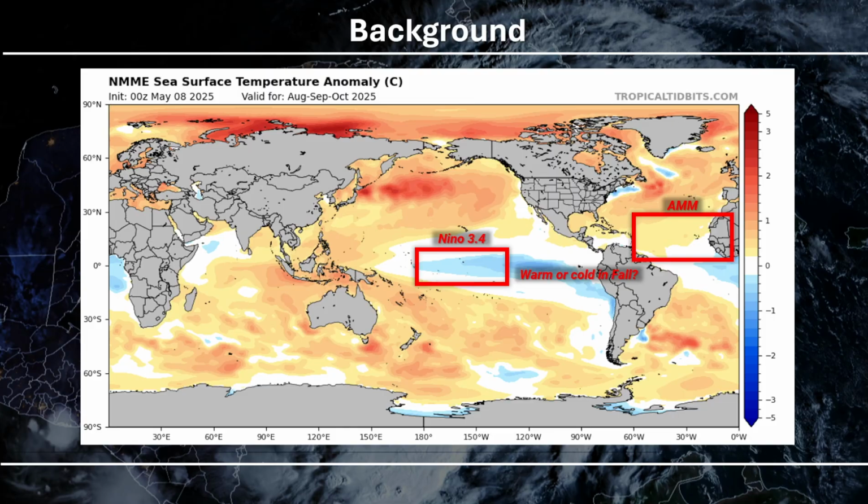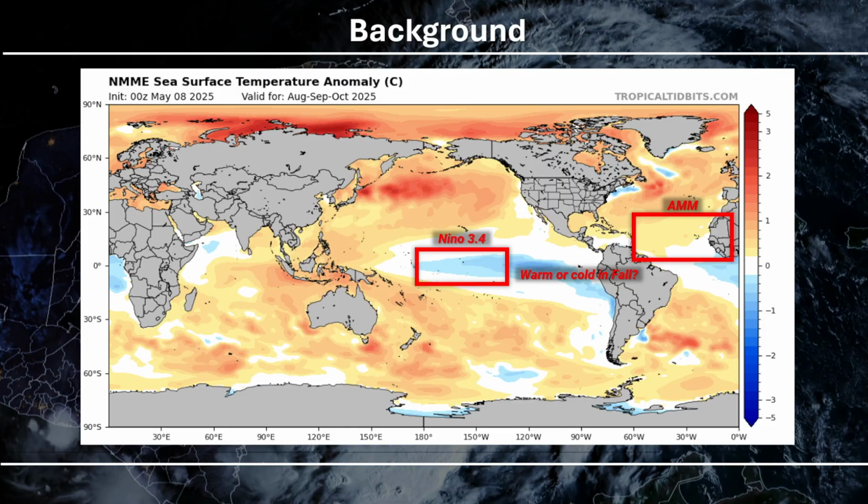The Nino 3.4 region is this box in the Central Pacific that we monitor and is typically used to determine if you have an El Nino or a La Nina. And the AMM, Atlantic Meridional Mode, is this water off the west coast of Africa, and this is basically telling you what the water is like in the tropical latitudes. So if it's warm, that's a good sign. If it's cold, that's a bad sign.